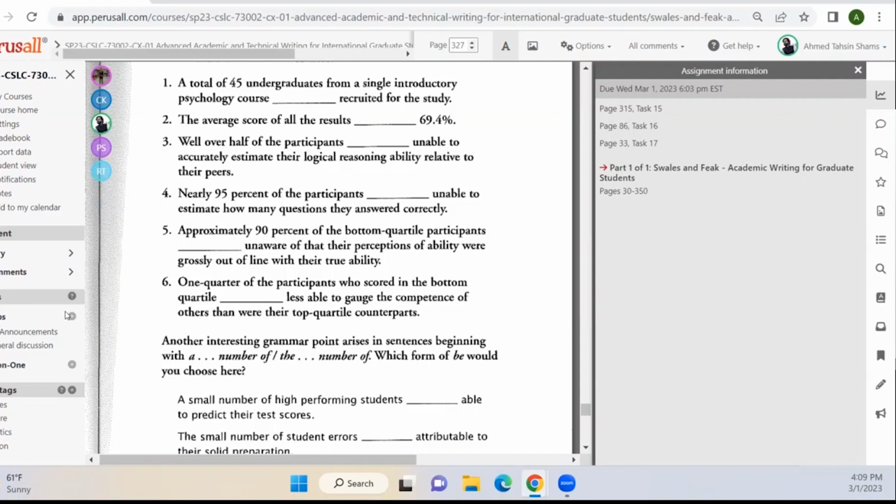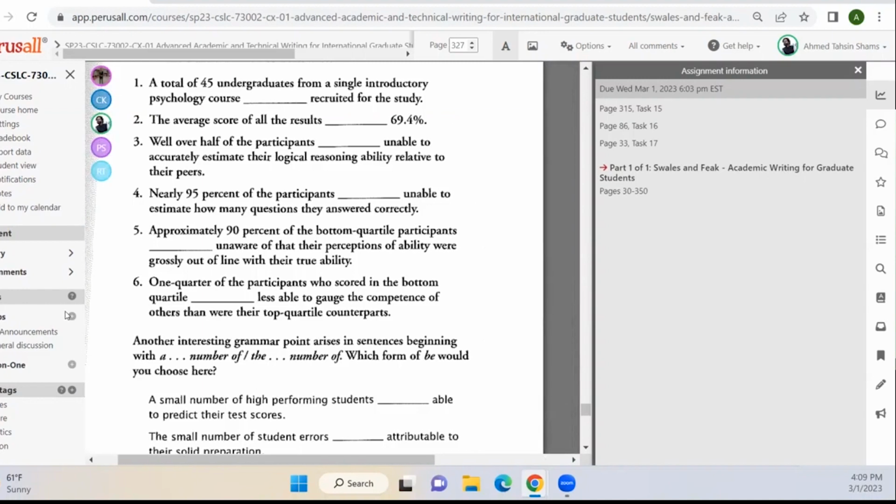Are we done? Let's discuss together. Want to share? All the groups, are you done? Yes. Cool. It's quite easy. Let's check our confusions. The first one: singular or plural? Oh, we have different opinions. Go ahead.